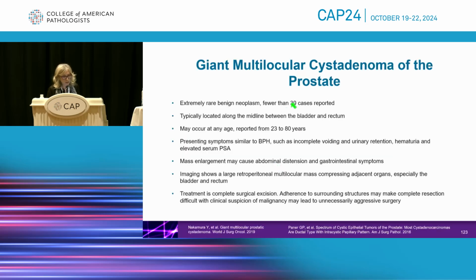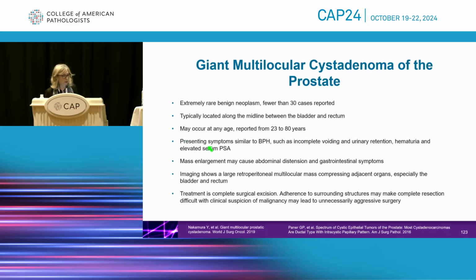And so a few words on these giant multilocular cystadenoma of the prostate. They are extremely rare, benign, fewer than 30 cases reported. They're typically located along the midline, and that's why I was also thinking, could this be a median lobe of a cystic BPH, possibly? Anyway, they may occur at any age from 23 to 80 years.